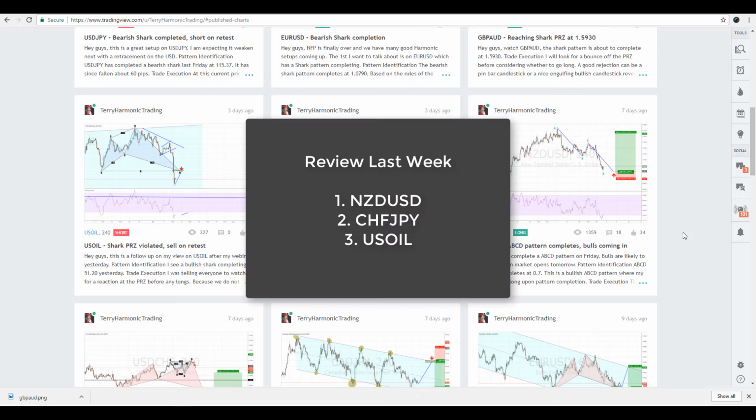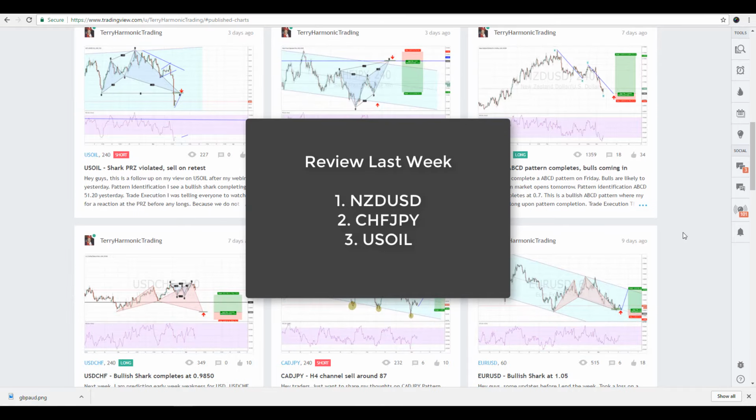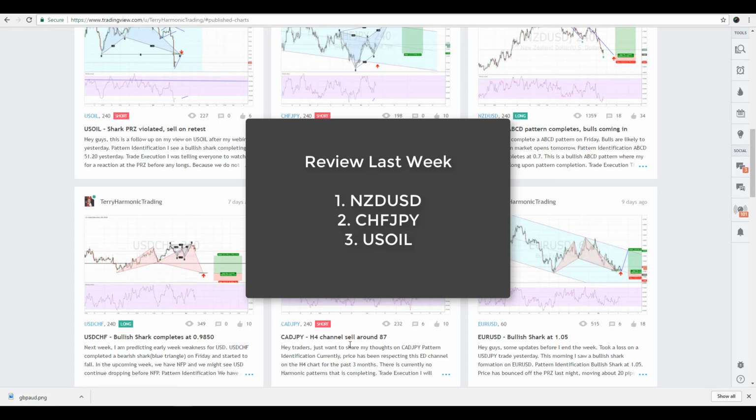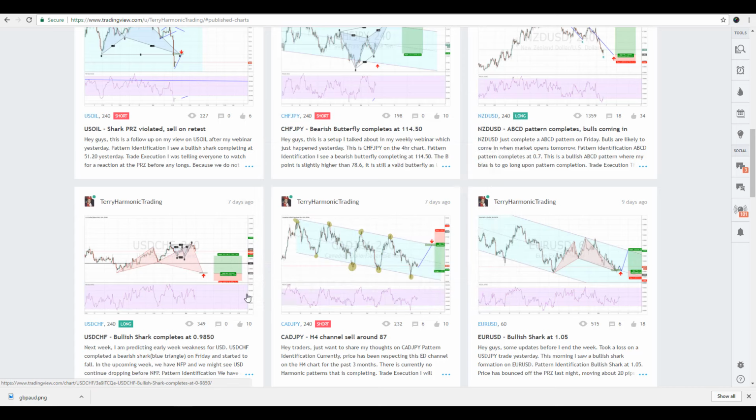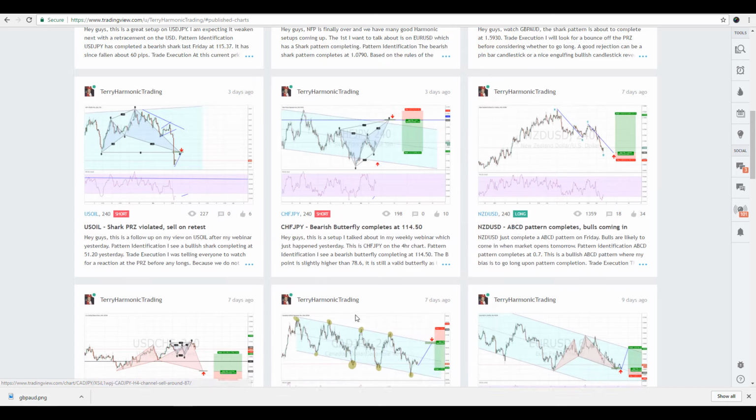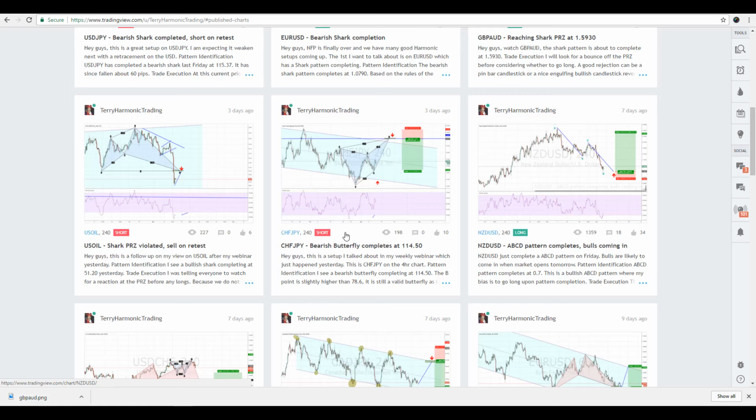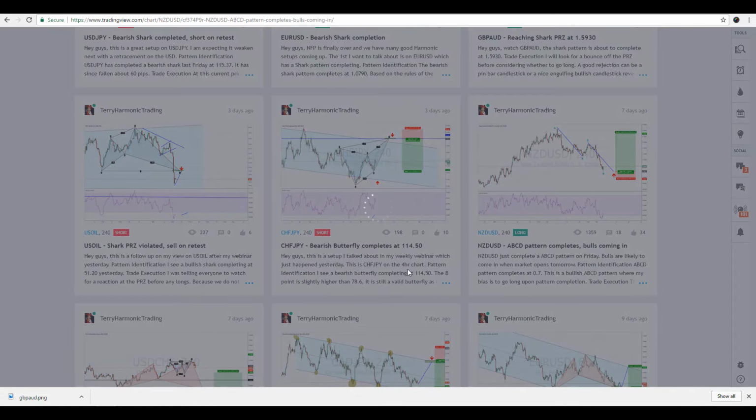So last week I talked about a few setups which were on the CAD Yen, Dollar Swiss and the Kiwi Dollar. But the CAD Yen and Dollar Swiss, I mean, we are still far away from our entry level. So I'm just gonna review Kiwi Dollar and 2 setups that I posted later in the week. Yeah, the first one is on Kiwi Dollar.